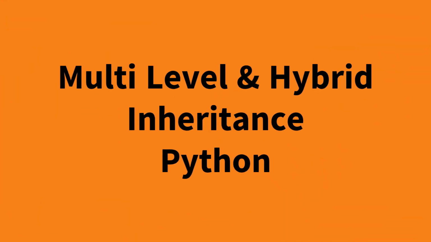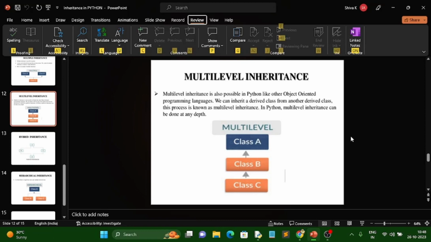Welcome back. In this video tutorial, we'll discuss how to use multi-level inheritance. First, let us look into what exactly multi-level inheritance is. Multi-level inheritance is also possible in Python, like other object-oriented programming languages. We can inherit a derived class from another derived class. This process is known as multi-level inheritance.